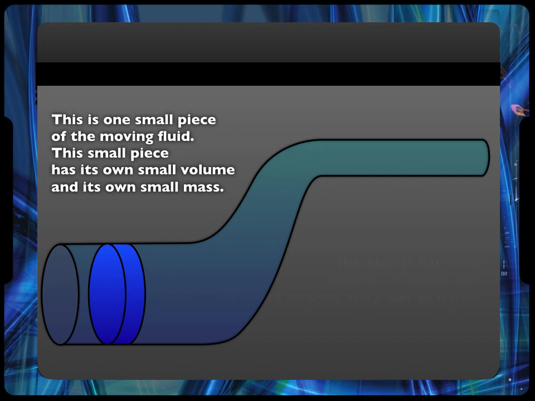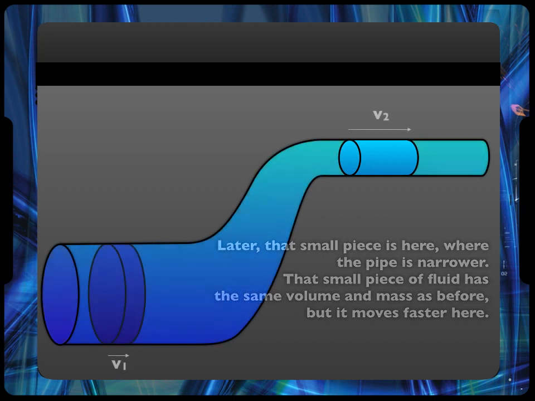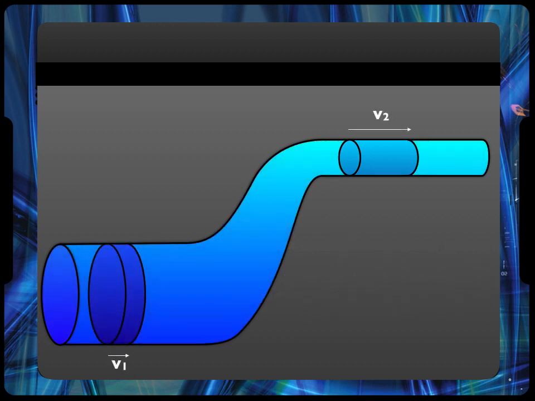So sometime later, the fluid moves through the pipe where it is narrower. So that piece of fluid has the same volume and the same mass, but it's moving at a different speed in the narrower pipe. We'll call that second speed V2, the first speed V1. You'll notice that V2 is greater than V1 because the pipe is narrower there. The speed of a fluid is faster in a narrow pipe.